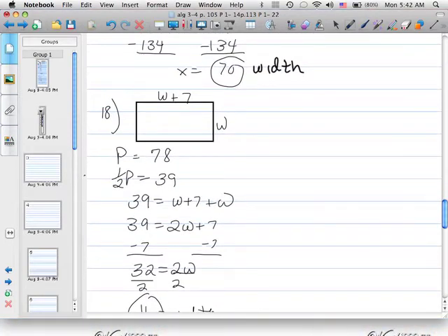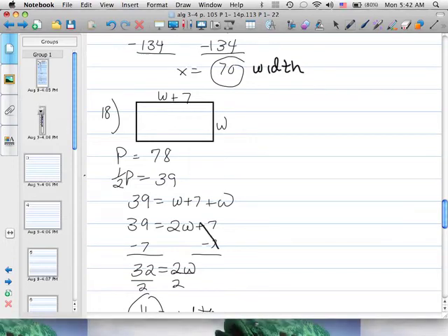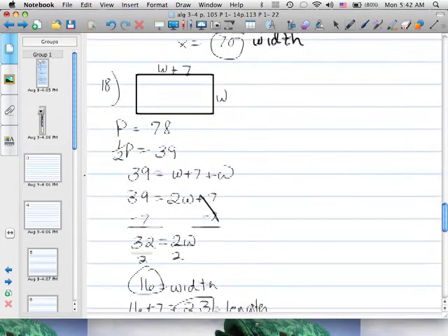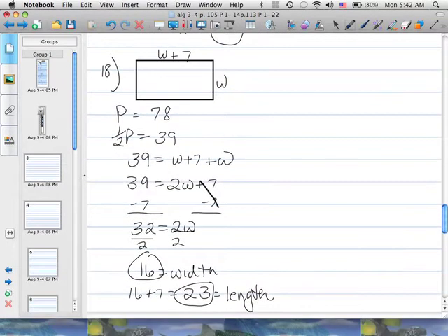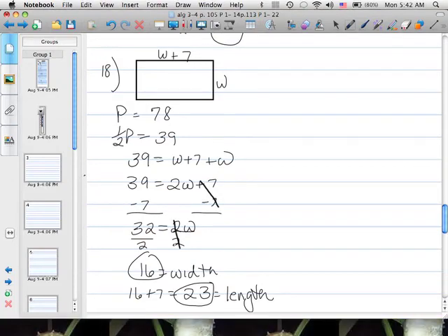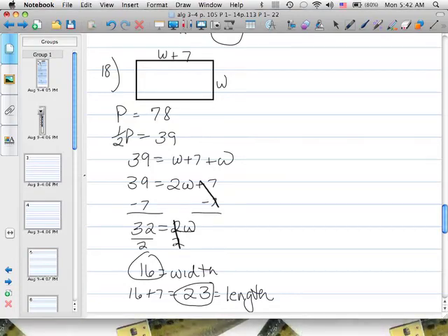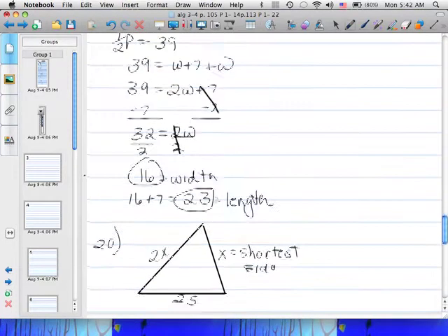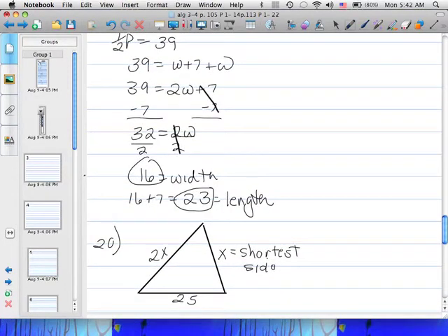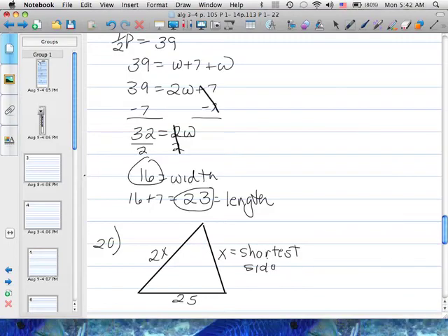Problem number 18. The length of a rectangle was 7 more than its width, so they're building on width. I let w equal the width. The length is 7 more, so w plus 7. They say that the perimeter is 78, and again, I like using less. Half the perimeter has to be 39. So 39 halfway around the rectangle equals 1 width plus 1 length, w plus 7 plus w.